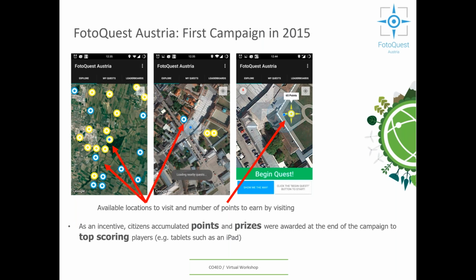Okay, so this is what the app looks like in 2015 if you had downloaded it on your phone. You'd be in Austria, and based on your GPS, you would see points around you. So blue points are points that have not been visited yet. Yellow points have already been visited, okay? And then as you approach them, they will tell you how many points. So you can see on the right-hand side that that point is worth 65 points if you go and make that quest. And then the GPS guides you towards that point so that you're close enough to be able to tell us what the land cover and land use is and take the photographs, exactly as in the Lucas protocol. And then, as I mentioned, at the end, the points are accumulated and prizes were awarded.